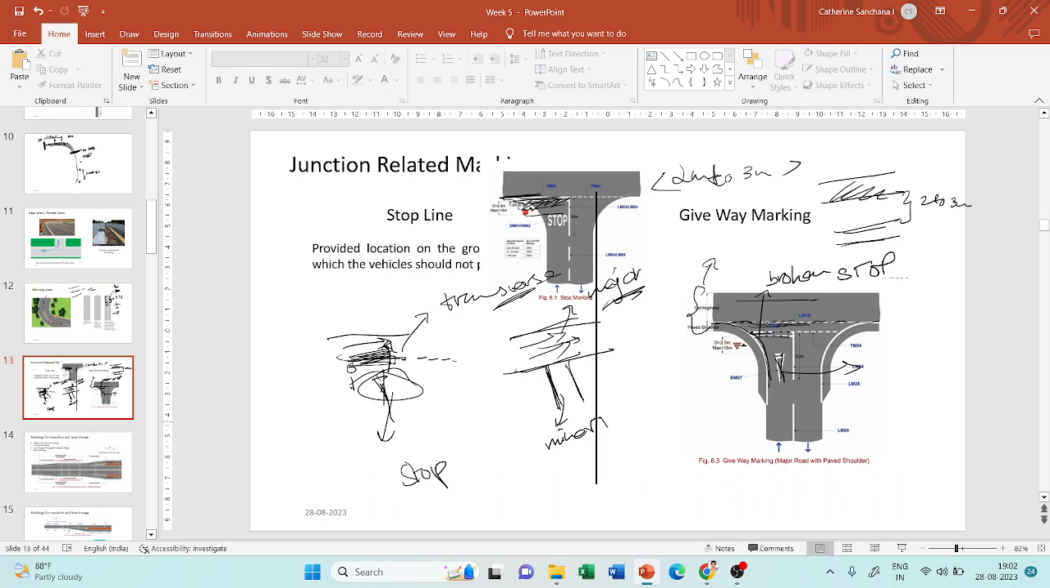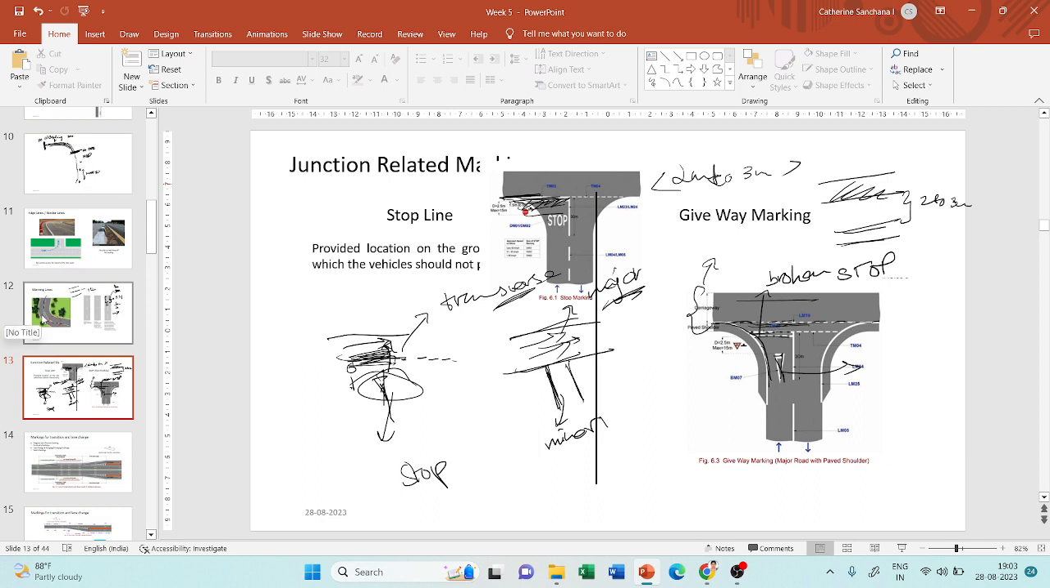Okay, so this is how you should provide a give way line when you have a paved shoulder for the major highways, and an unpaved shoulder. All roadways will have shoulders, but either it can be paved or unpaved. So, if you have unpaved shoulders for minor roadways, okay.